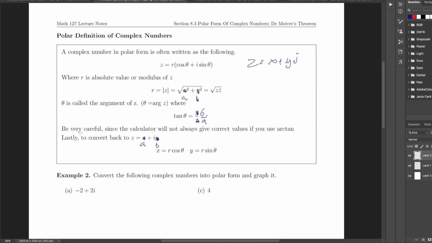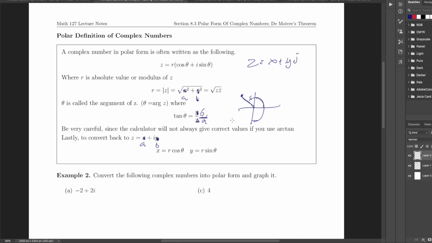Please be very careful, since the calculator will not always give correct answers when you use arctangent. So here we want to find the correct angle. But notice arctangent is only going to give us values between negative pi over 2 and pi over 2. And so if, for instance, when I graphed it, I was here, I need to translate to what this is. We've done a lot of this where we've translated to rectangles, and so I'll show you some of this stuff, and we'll go from there.